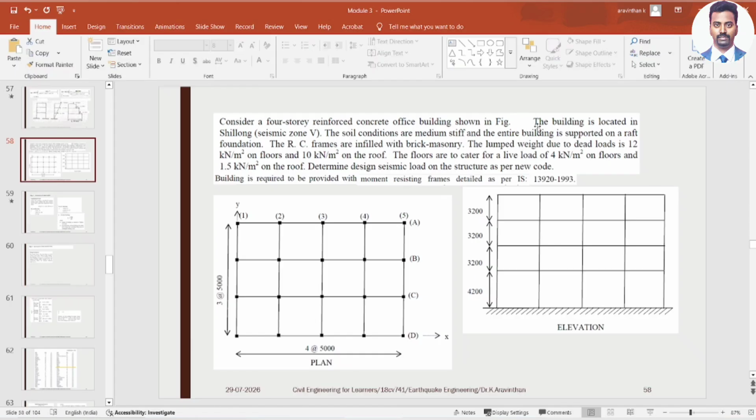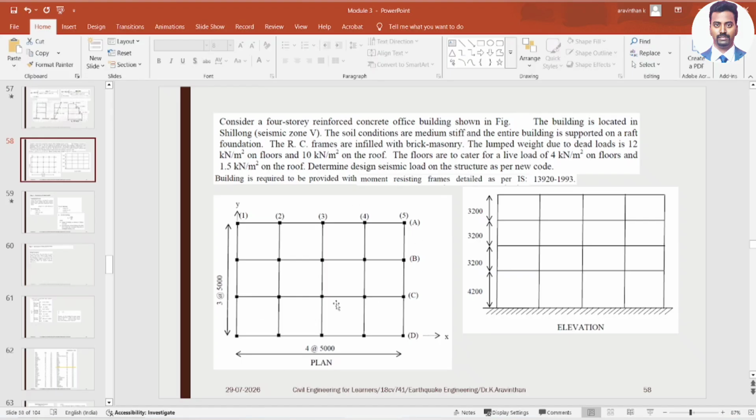This is the figure. The building is located in Shillong. It is classified as seismic zone 5. The soil conditions are medium stiff and the entire building is supported on raft foundation. Medium stiff in the sense case 2. There are 3 cases for soil. Case 1 is stiff soil, case 2 is medium stiff and case 3 is loose soil. You have 3 types. RC frames are infilled with brick masonry.